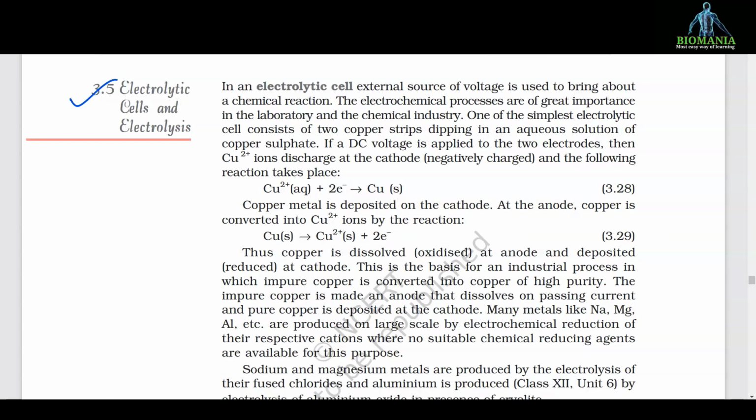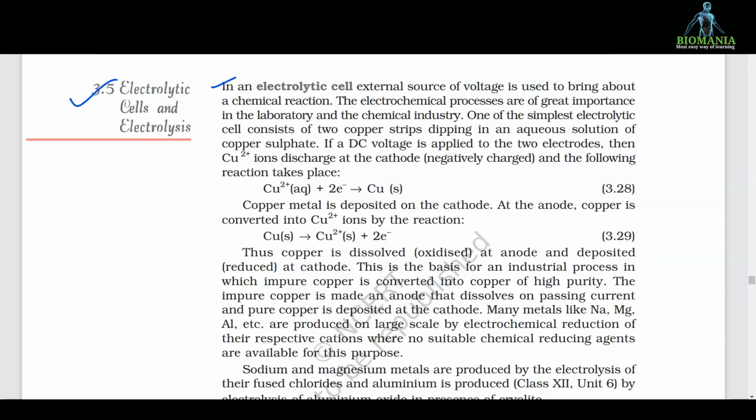3.5 Electrolytic cells and electrolysis. In an electrolytic cell, an external source of voltage is used to bring about a chemical reaction. The electrochemical processes are of great importance in the laboratory and the chemical industry. One of the simplest electrolytic cells consists of two copper strips dipping in an aqueous solution of copper sulfate.